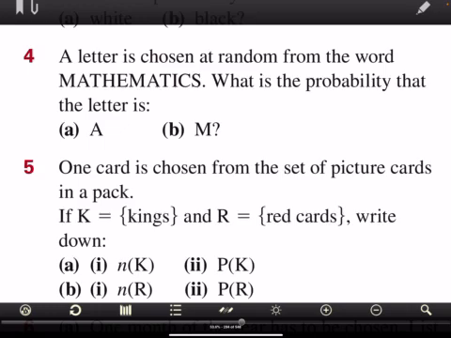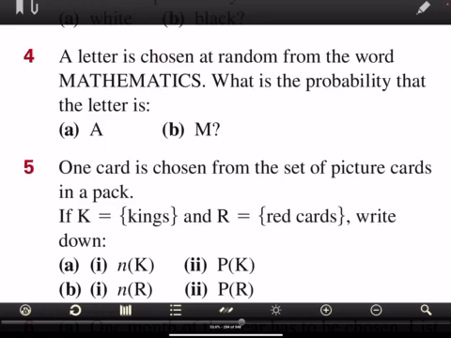It says K is kings and R are red cards. Teacher, what is N? N is the number of kings. P is the probability. And K, how many kings are there in the deck? The number of kings, the amount of kings.